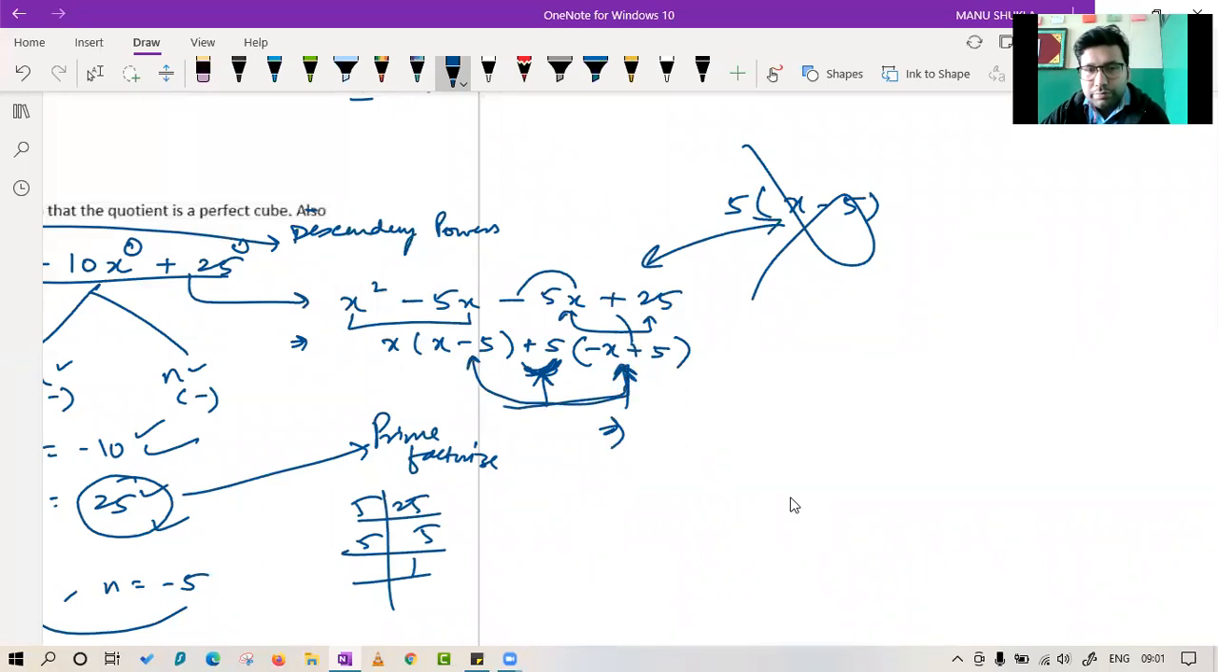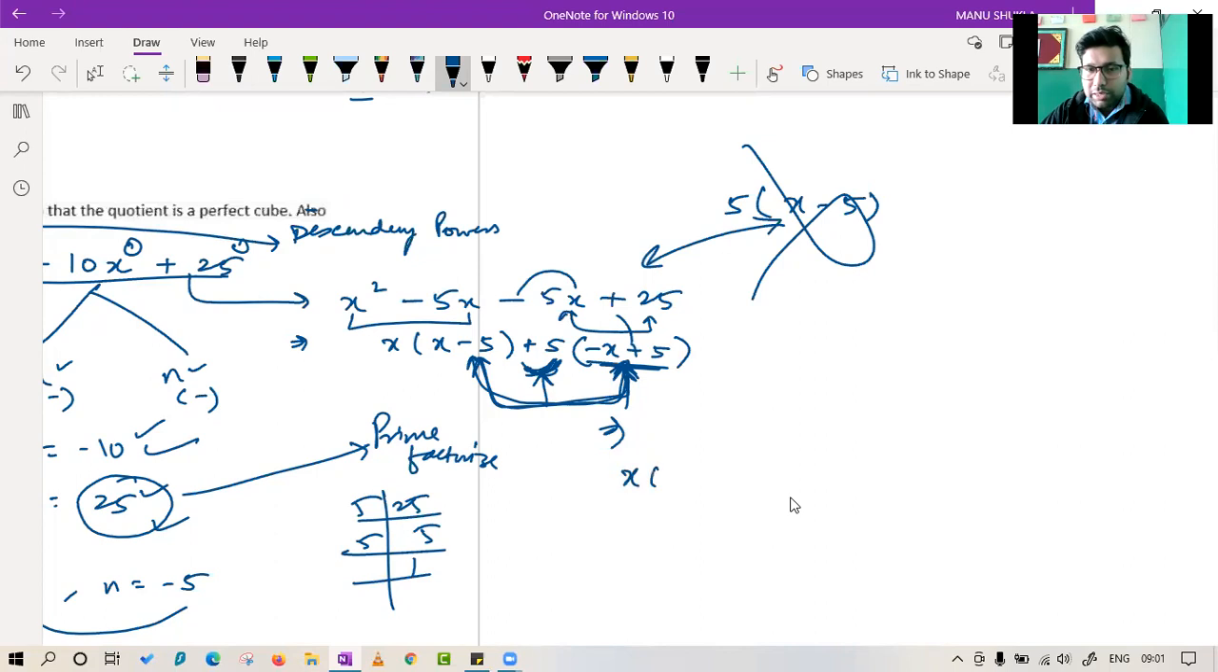Now class, can we take these two common right now? Are these two same? No, they are not same. So again, this was a realization. If you had done this thing before only, it would have been easy. So we have to make them same by taking minus 1 common from the second bracket.